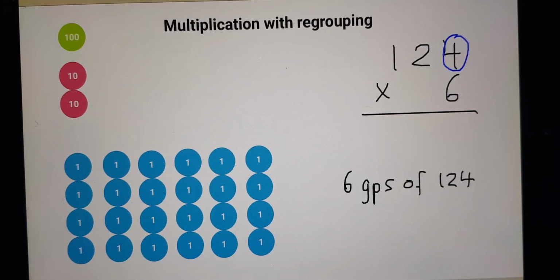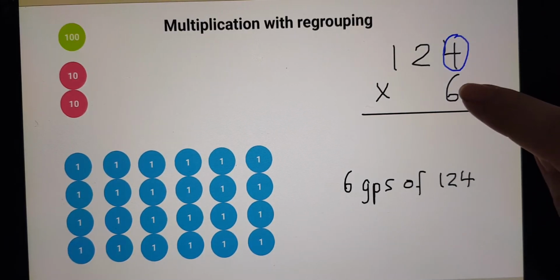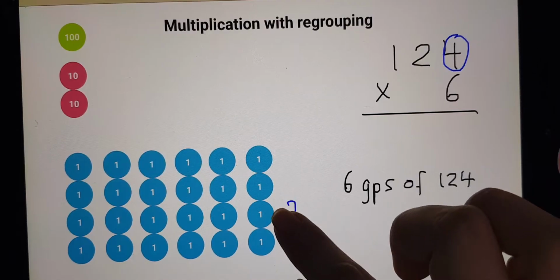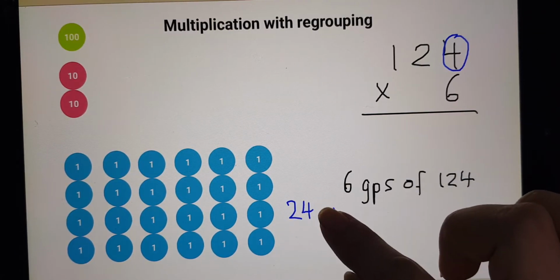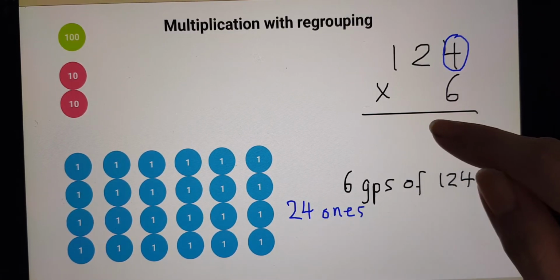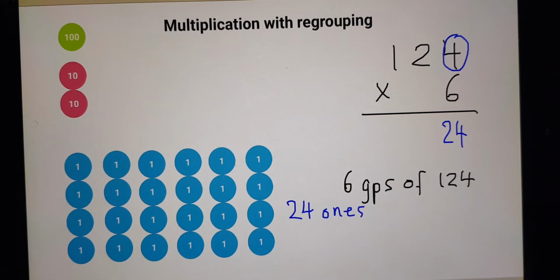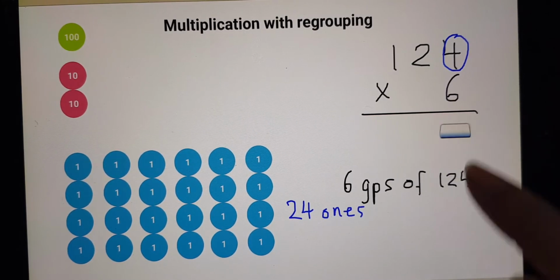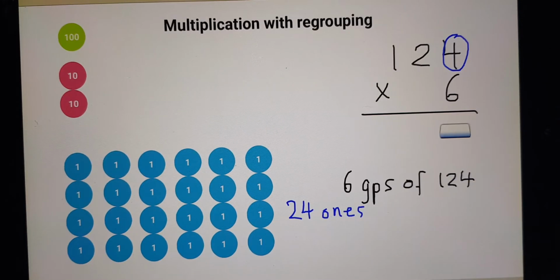Wow, how many is that? 4 times 6 is 24. I actually have 24 ones. Now can I write 24 here in the ones place? No, I cannot. I need to regroup. Whenever I have 10 ones, I can regroup it to become 1 ten. So I cannot write 24 like this. I need to regroup. So when I regroup, let me show you.